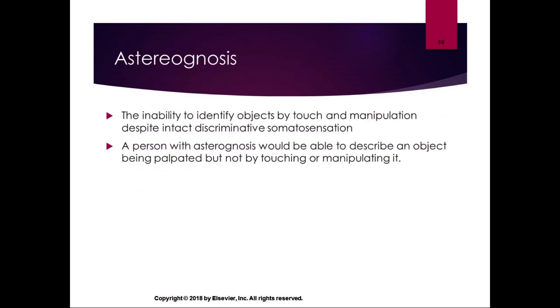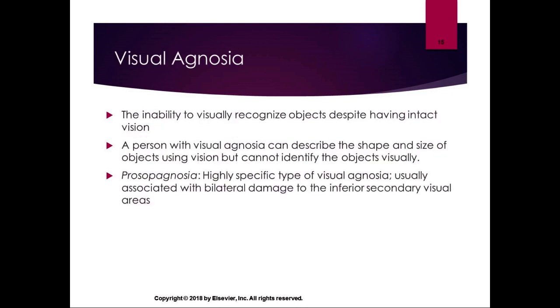So astereognosis, it's the inability to identify objects by touch and manipulation despite intact discriminative somatosensation. So the periphery is okay, but the part of the brain that analyzes that is the problem. A person with astereognosis would be able to describe an object being palpated, but not by touching or manipulating it. So they might be able to say, oh, describe what it looks like, describe different things about it. They could say, oh, one side feels pointy, but they wouldn't be able to integrate that information and know what it is without looking at it.